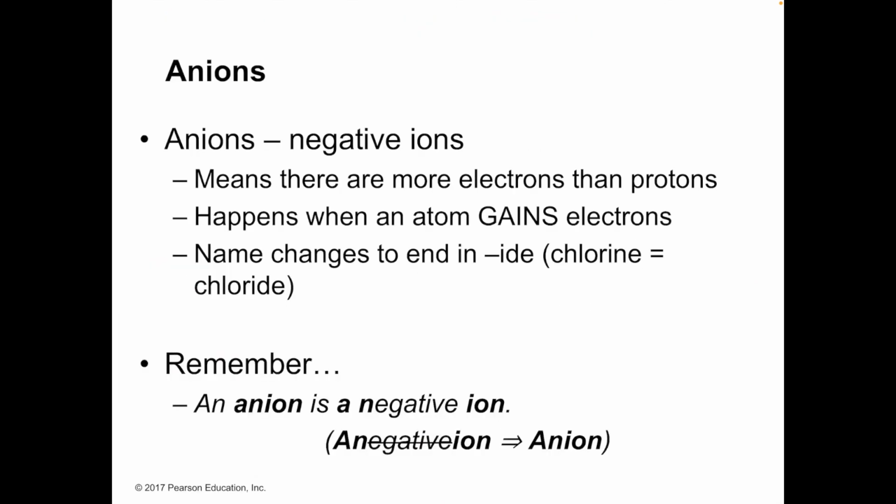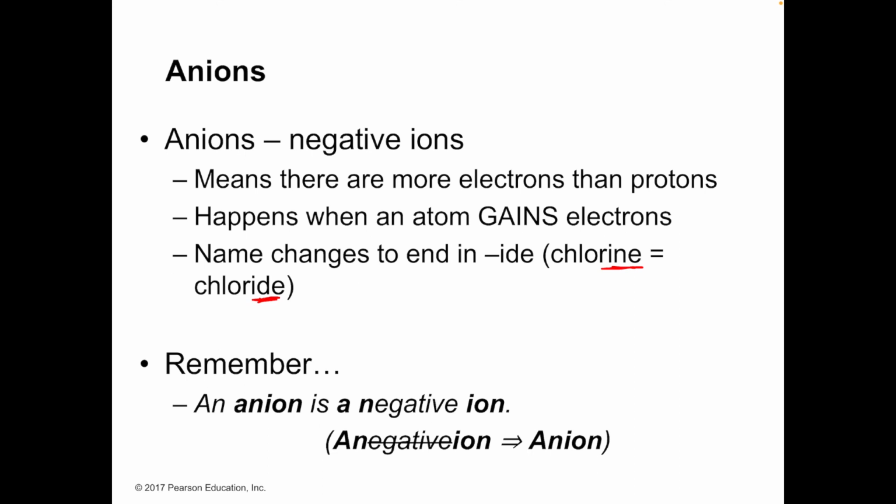So anions are what we call negatively charged ions. Okay, this happens when there are more electrons than there are protons. And this will happen when the atom gains electrons. So when it gains electrons, the electrons will outnumber the protons, and then it will be negatively charged. We will change the name of the anion to end in -ide. So like if it was chlorine, it becomes chloride, or if it was fluorine, it becomes fluoride, or oxygen becomes oxide, right? We are always going to change it to end in -ide.